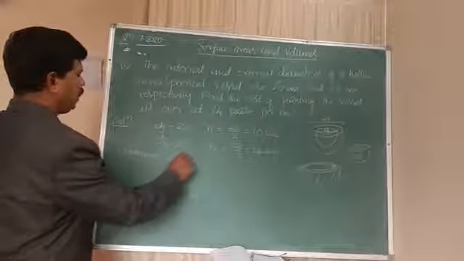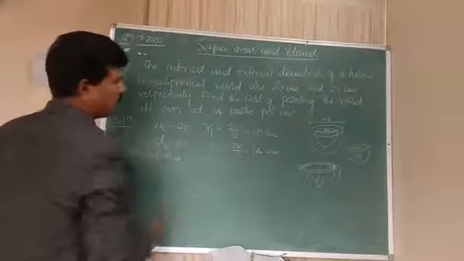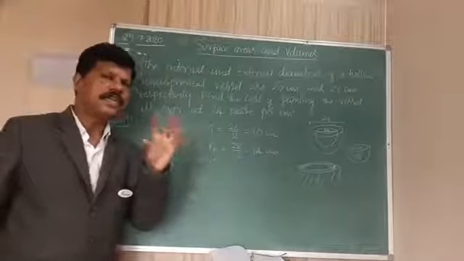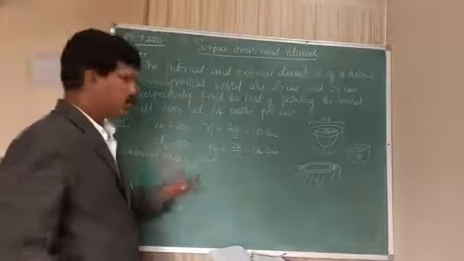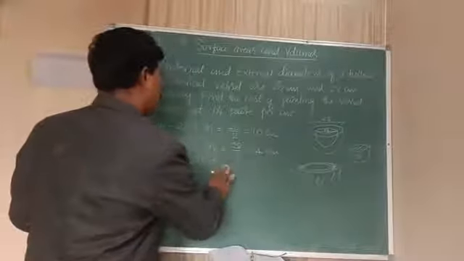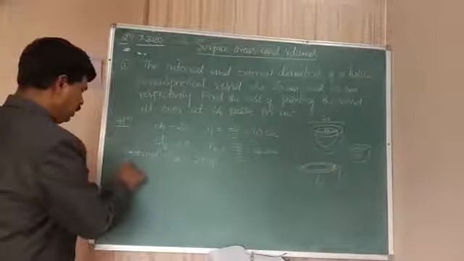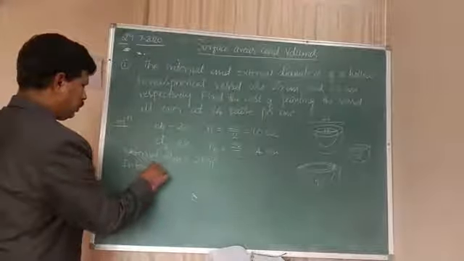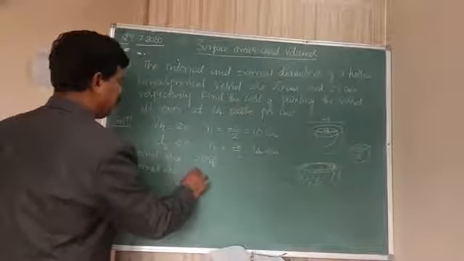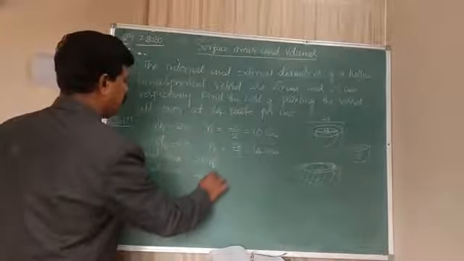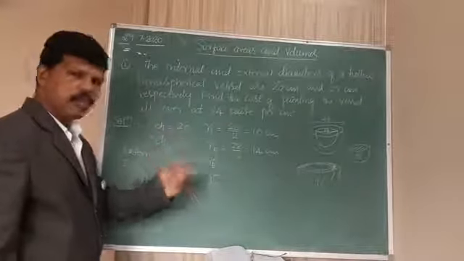The external area equals 2 pi r square, because that is the curved surface area of the hemisphere. The curved surface area of the hemisphere is 2 pi r square, so you can write this as 2 pi Re square. Then the internal area is 2 pi Ri square. So the internal surface area is also 2 pi r square.